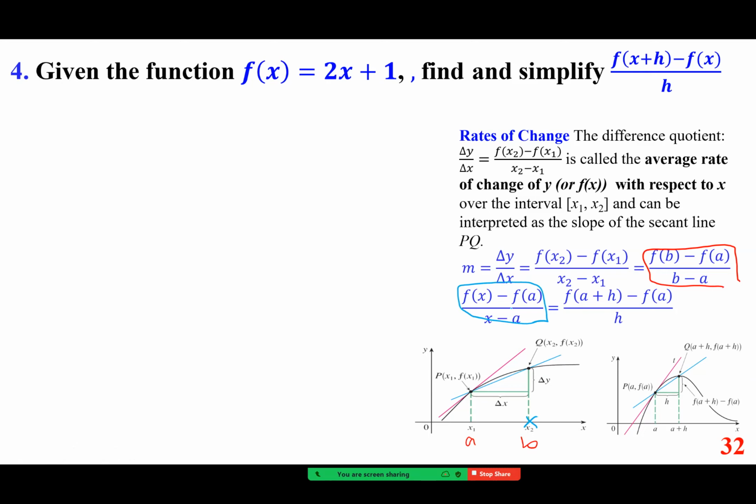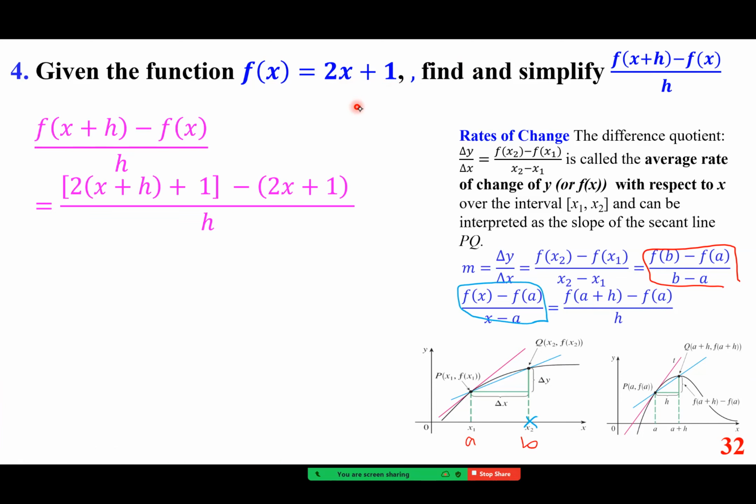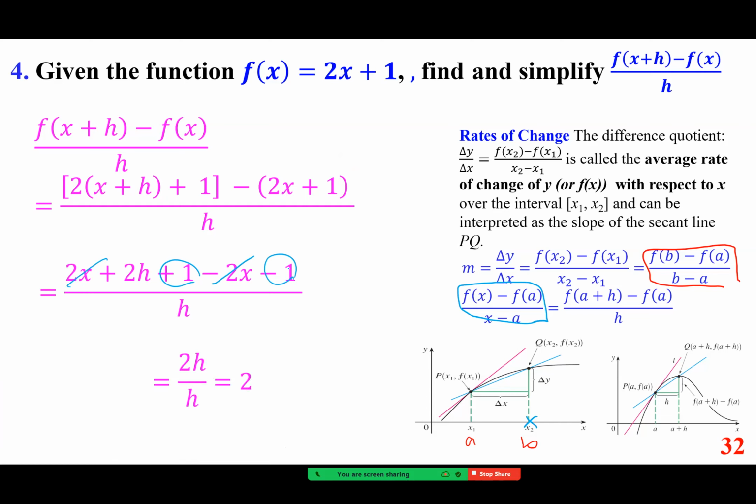All right, so we want to get f of x plus h minus f of x over h, the difference quotient. So that means 2 times x plus h plus 1, minus the parenthesis 2x plus 1, over h. That's what it means. So all we have to do is distribute and simplify. So this becomes 2x plus 2h plus 1 minus 2x minus 1. Two x and negative 2x cancel each other. Positive 1 and negative 1 cancel each other. The numerator is 2h, divided by h is 2, and you're done.